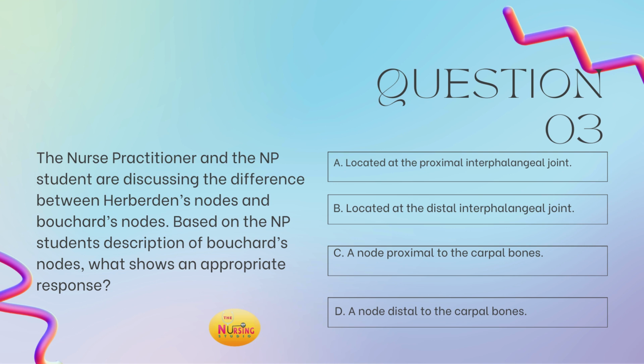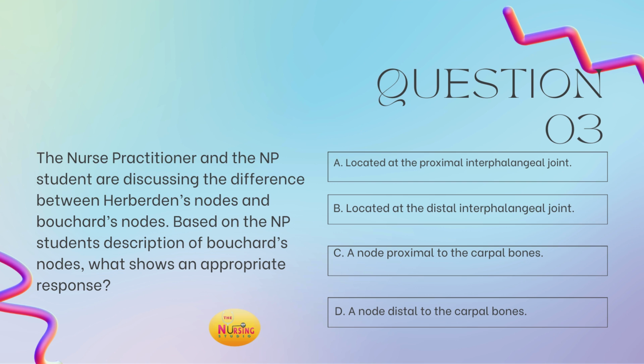I feel like if I can see what it looks like, and then I can identify that on my hand, then it's easier for me to retain, right? There are so many sayings with it. But for Bouchard's nodes, the answer is A, located at the proximal interphalangeal joint.